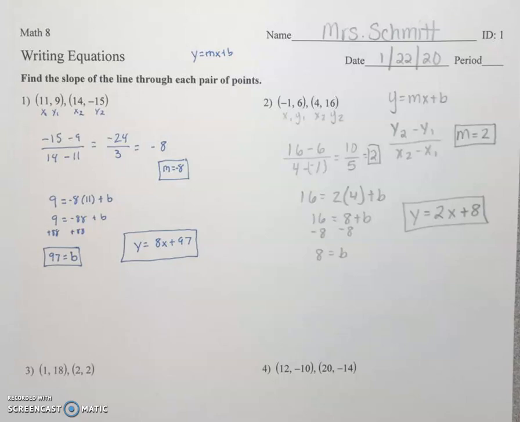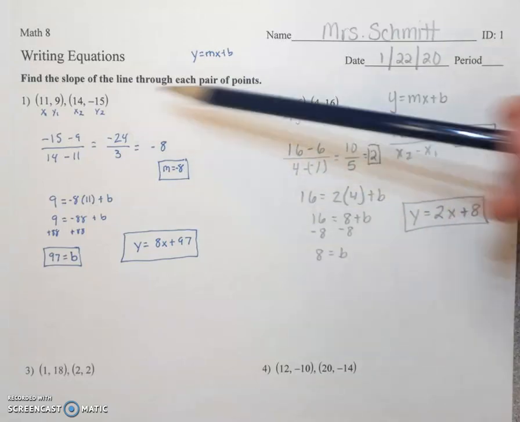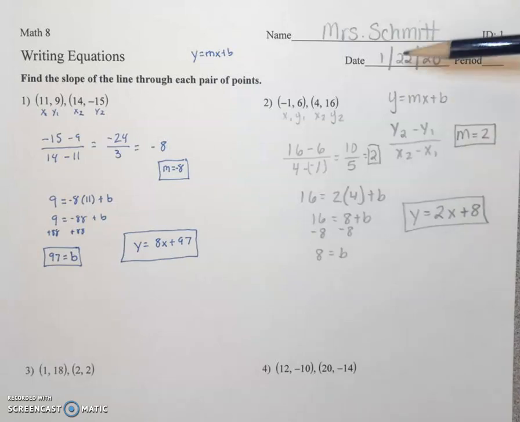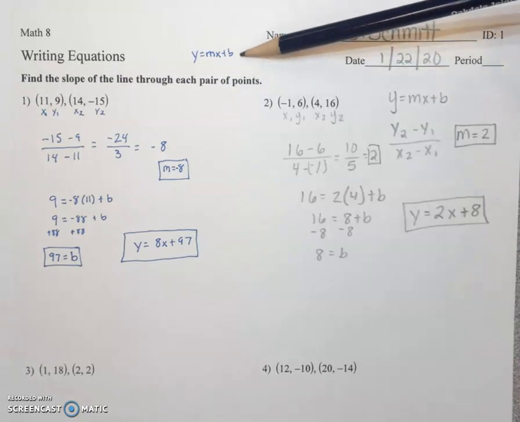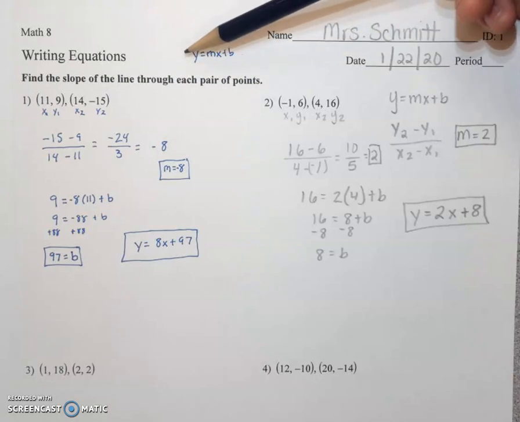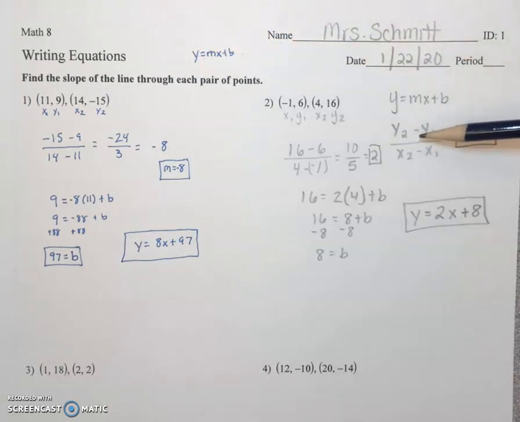Okay, so for tonight's homework, we have a worksheet with 4 problems. That's it, just 4. Labeled writing equations. So you'll see I put the date, so I know it's tonight's homework. A couple very important formulas we need to know for this: y equals mx plus b, which is how we write the equation for lines, and then y2 minus y1 over x2 minus x1, and you'll see how I use that to find the slope.